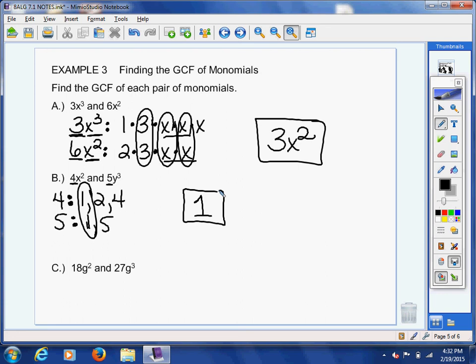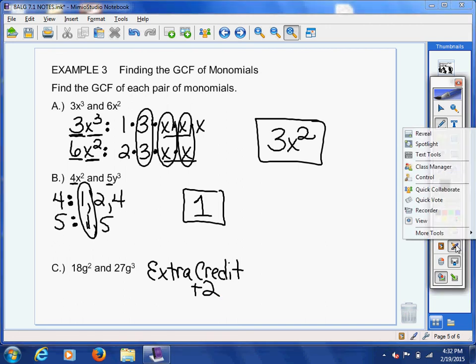Okay? So anyway, I told you I would leave C for you to try for extra credit. So remember, we're looking for the greatest common factor of 18 and 27. There's one number that's the greatest common factor of both those numbers. And then, of course, you need to figure out the greatest common factor of your g's. Is it g squared or g cubed? Now, if you've already forgotten how to handle the variables, back the recording up and listen to me explain it again, especially the mental math part. All right, good luck with that, and bring your questions to class tomorrow.